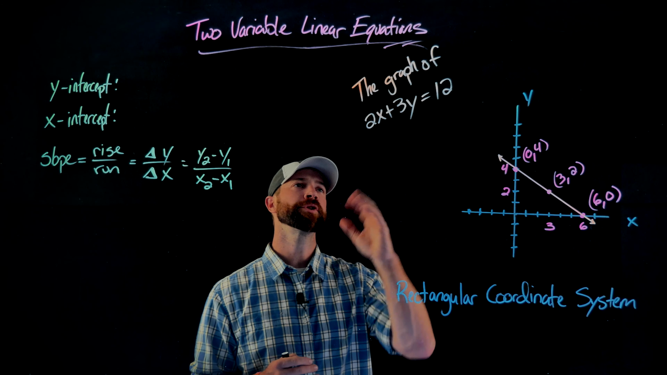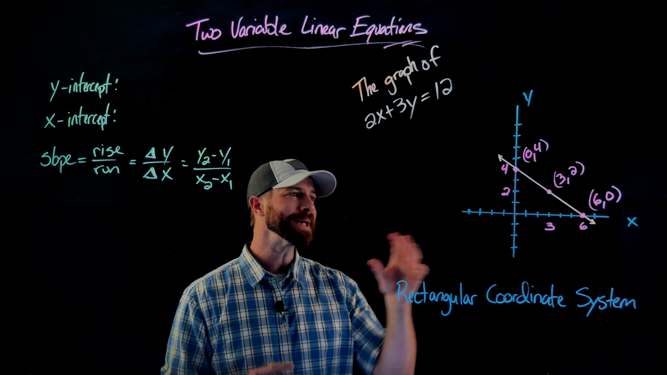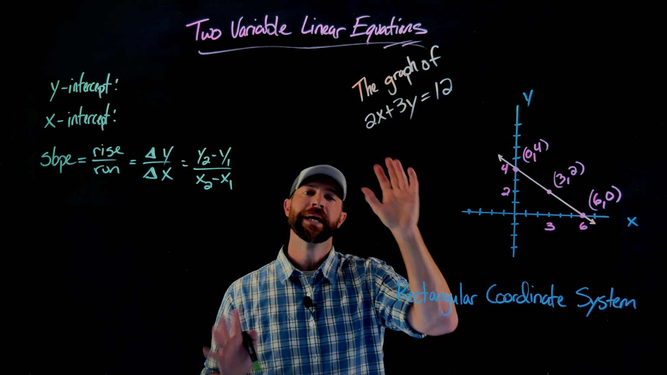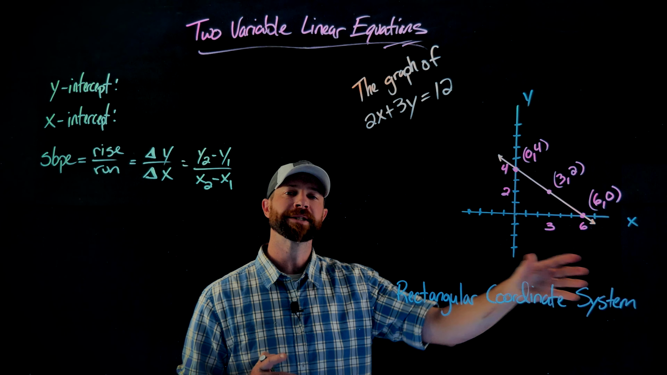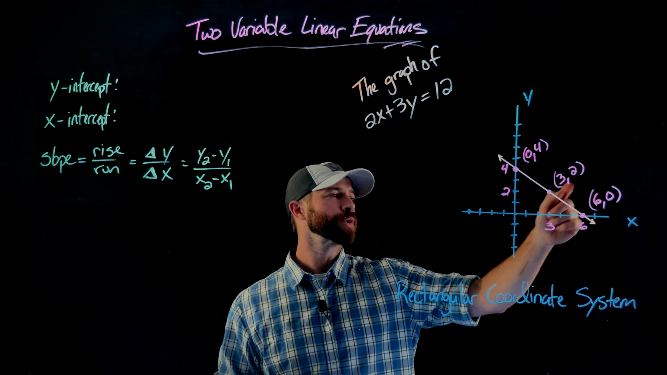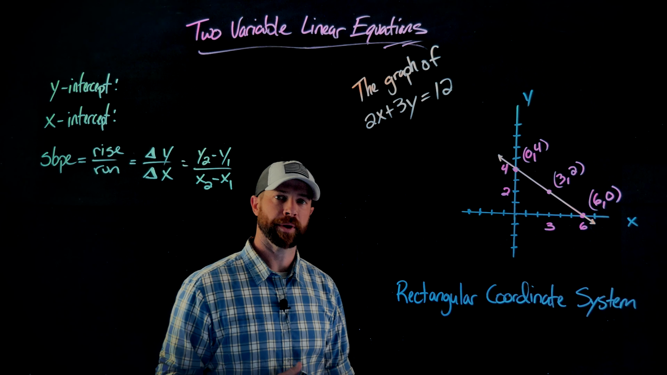We have the graph of 2x plus 3y equals 12. As previously explained, what this line represents are all of the possible solutions to this equation. Specifically here, I've listed three solutions: x equals 0, y equals 4; x equals 3, y equals 2; and x equals 6, and y equals 0.